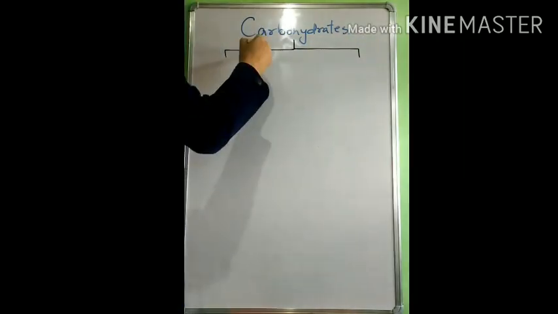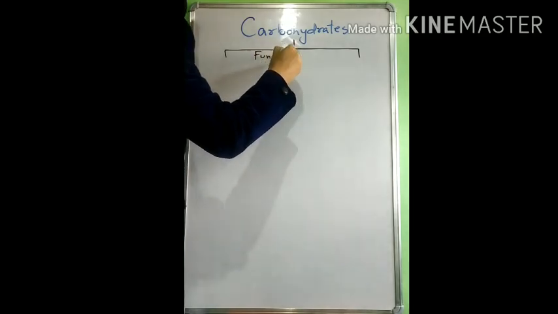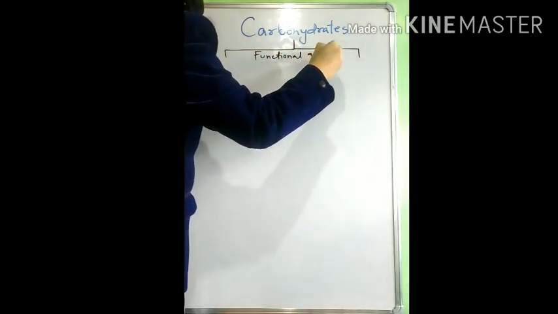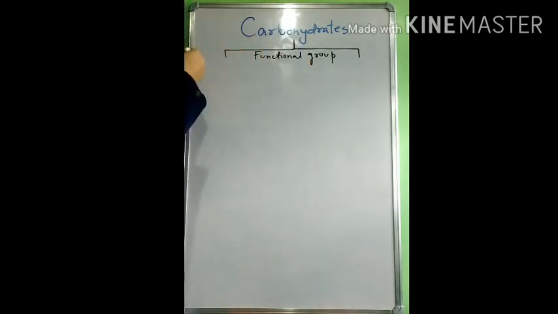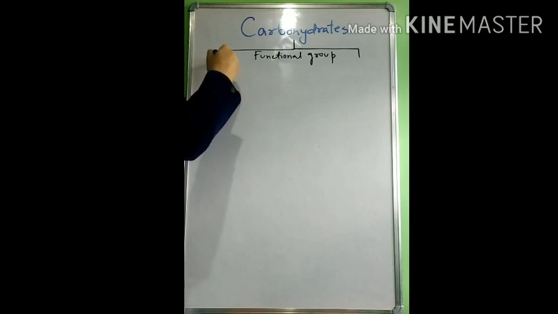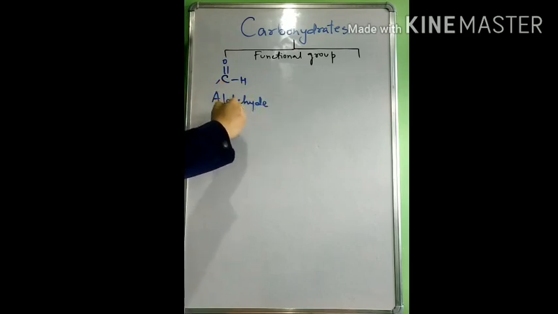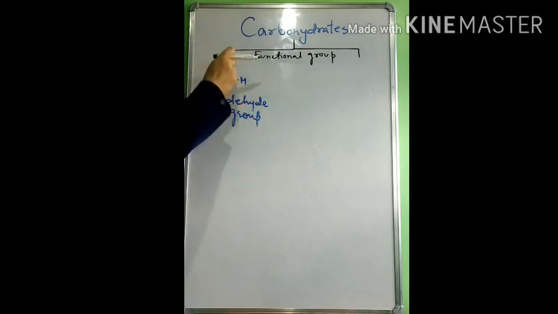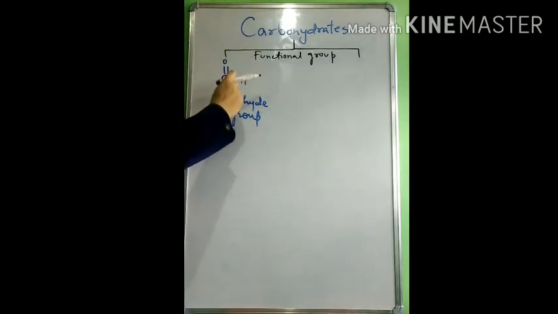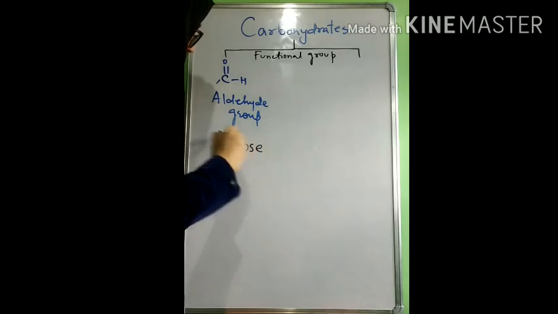broad groups. So this classification is based upon what? It's based upon the nature of the functional group present. If the functional group is an aldehyde group, like this, C double bond OH, what do you call this group? You call this group an aldehyde group. If the functional group present in a carbohydrate is an aldehyde group, then you call this carbohydrate an aldose.